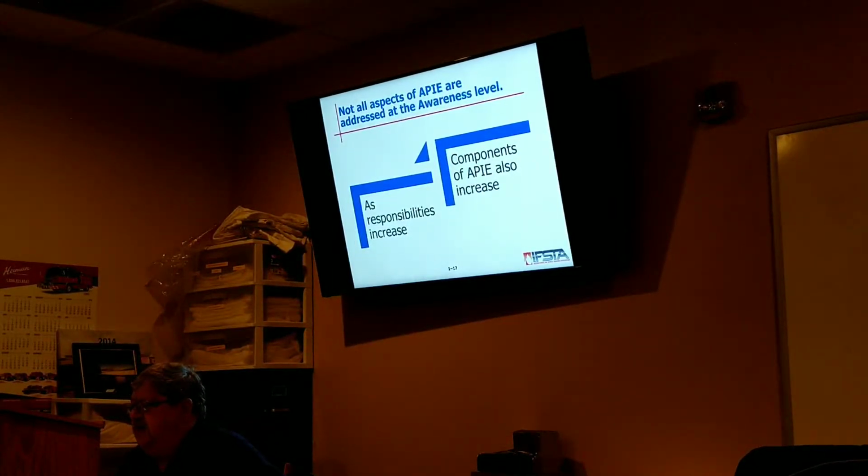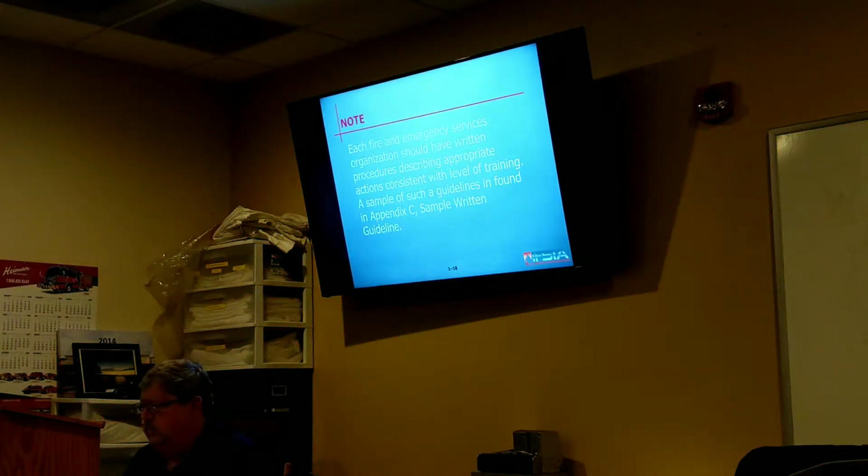Okay, not all aspects of that API is gonna be addressed in the awareness level. As the responsibilities increase, that's gonna take us up into operations. And then some of this gets even farther ahead than that. So some of this stuff we can't do in awareness. Each fire emergency service organization should have written procedures describing appropriate actions consistent with the level of training. So don't do something you're not trained to, okay? And then there's in Appendix C, maybe Chris can get that off for you guys so you can see that. It's a written sample.